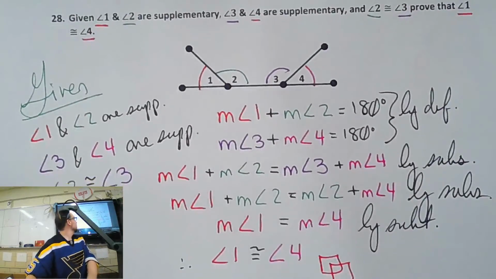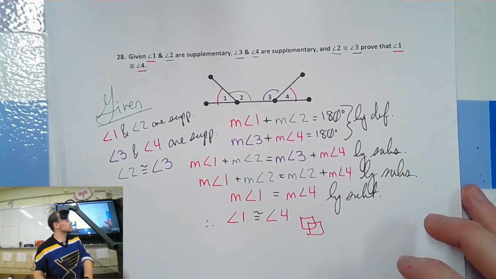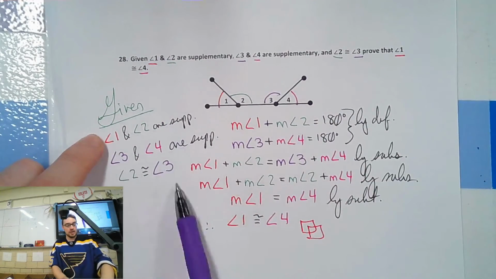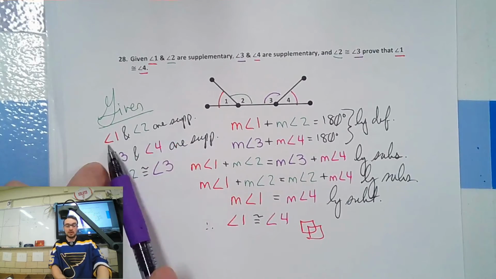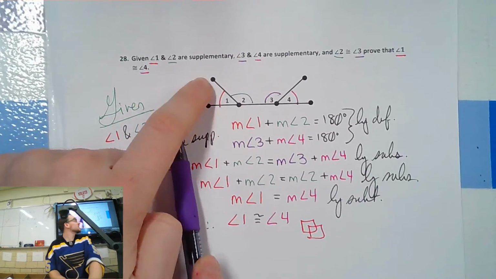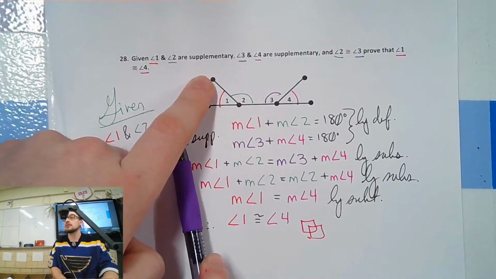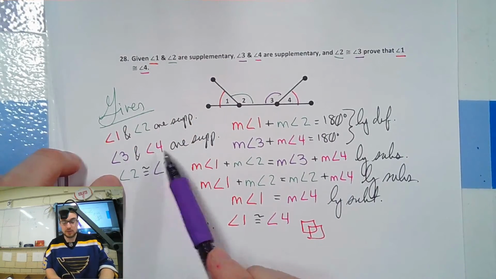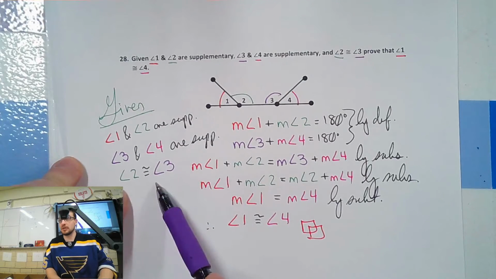28. This one's kind of a tough one, but once you see it, it's not too bad. So here it is. Given all this stuff, I wrote it down. 1 and 2 are supplementary. Don't write that 1 and 2 add up to 180. They didn't say that. They just said it's supplementary, okay? We know what that means, but we're going to prove that, okay? 3 and 4 are supplementary. We also said 2 and 3 are the same thing.